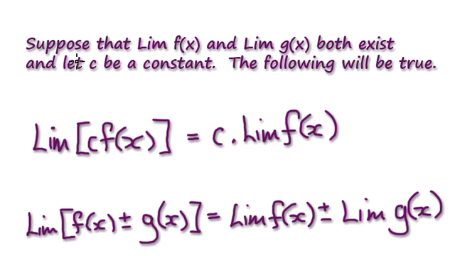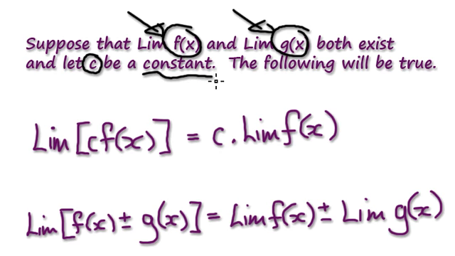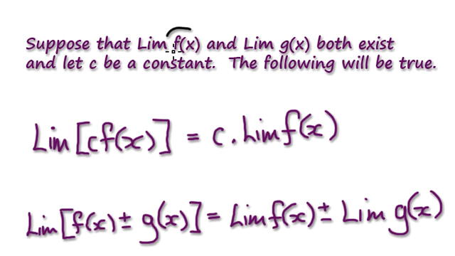So now what this is saying here is, suppose you have two functions, this one here and this one here. Now suppose the limit of this function exists, and also the limit of this function exists. So they both exist, and suppose c is just a constant, a number that doesn't change. So here we've got two functions. Let's just say the limits of these two functions exist.